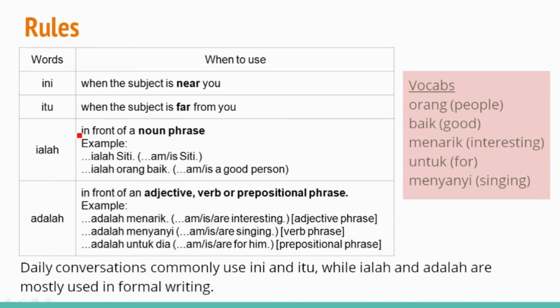Most of the time, you can get away with it, or sometimes it's even considered grammatically correct if you don't use them. So, my suggestion is to not bother actually using ini, itu, ialah, or adalah in your sentences. It is fine just to say saya James or dia Ila, or you can just say kereta besar to say the car is big, and Malay speakers would understand you just fine.